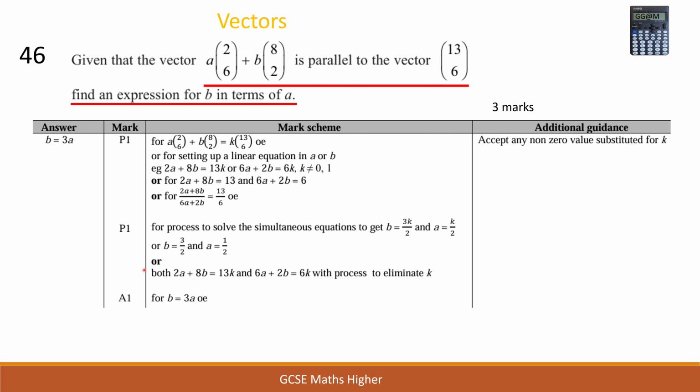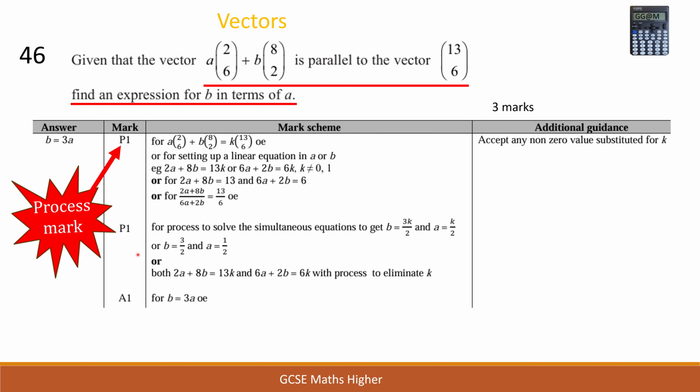Your method marks for getting this are written here. P1 stands for process, so you have to follow these processes in order to get the answer mark here. OE means or equivalent, so you need to be able to come up with that or an equivalent answer.